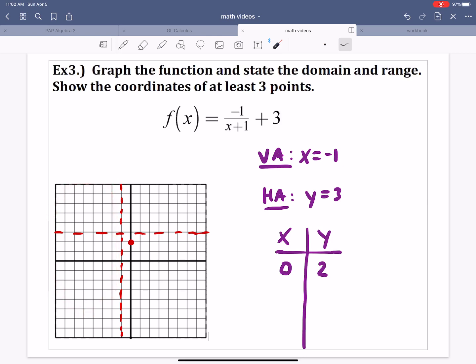So how about negative 2 for x? Negative 2 plus 1 is negative 1. Negative 1 divided by negative 1 is positive 1. Positive 1 plus 3 gives me 4. So when x is negative 2, y is 4. So let's plot that point. Negative 1, 2, 1, 2, 3, 4. Okay? Now, with the location of those 2 points, I feel pretty comfortable drawing those branches.